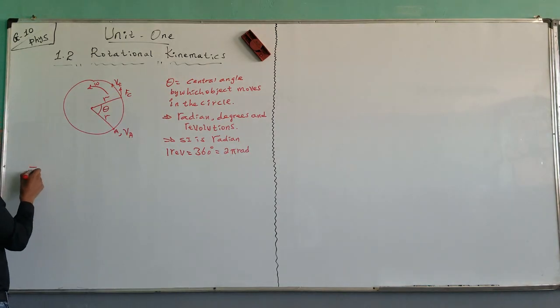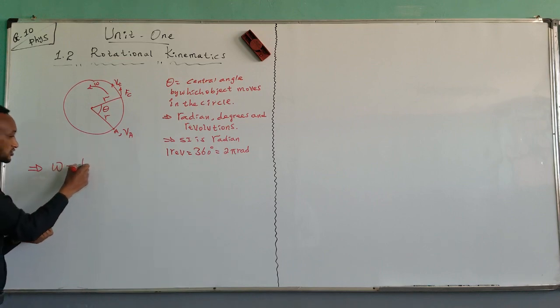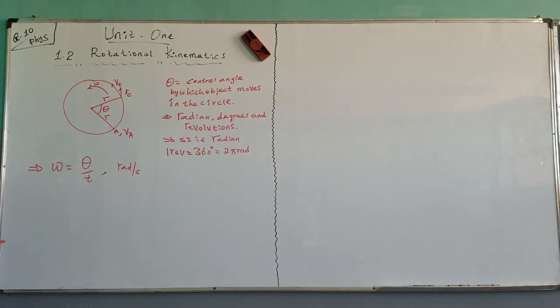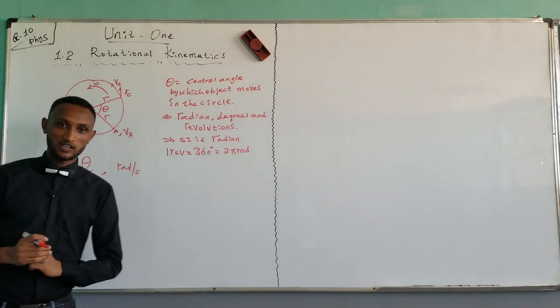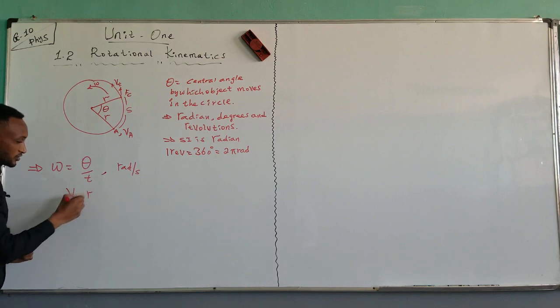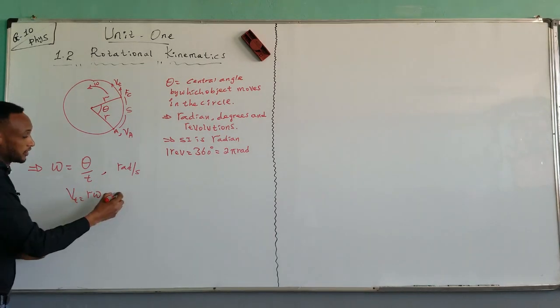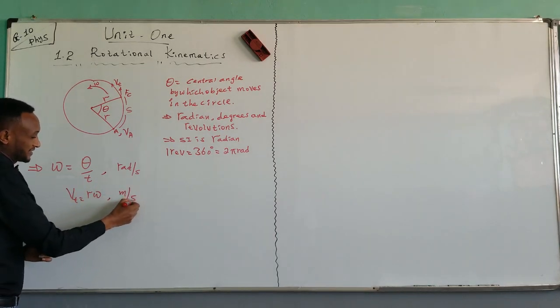Angular velocity is represented by the Greek letter omega. It is the rate of change of angular displacement with time. The relation between angular velocity and tangential velocity is given as: tangential velocity is equal to the radius of the circle times the angular velocity. Its unit is meters per second.